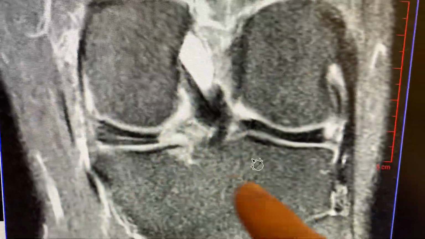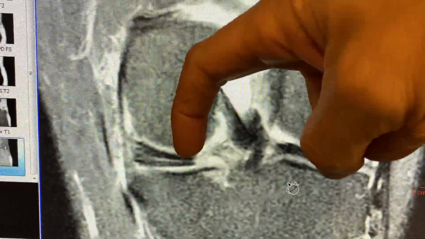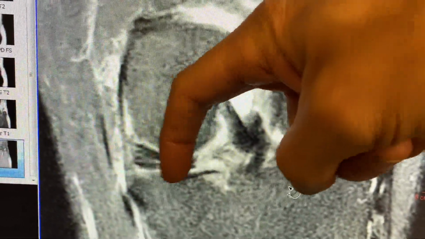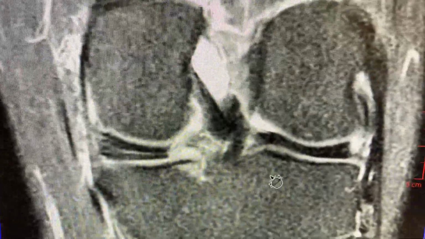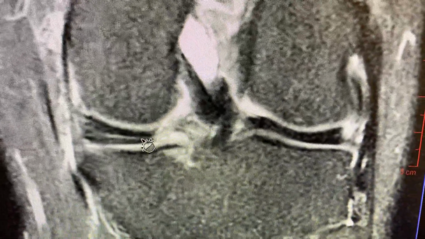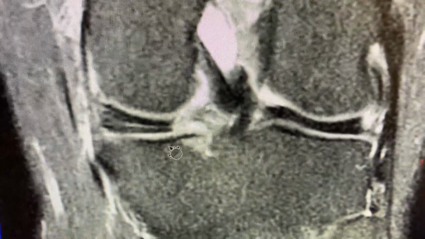By having a root tear, which is right here, there's a lot more force that's applied to the joint here, about 25% more, and that leads to degeneration. So that's why it's important to find these tears and fix them. Here's how you find them.